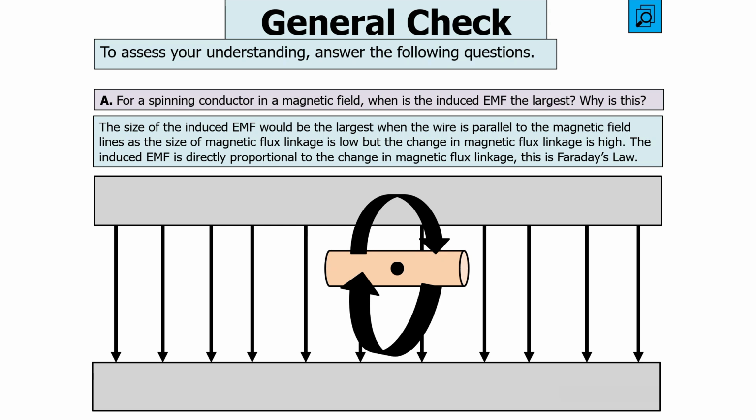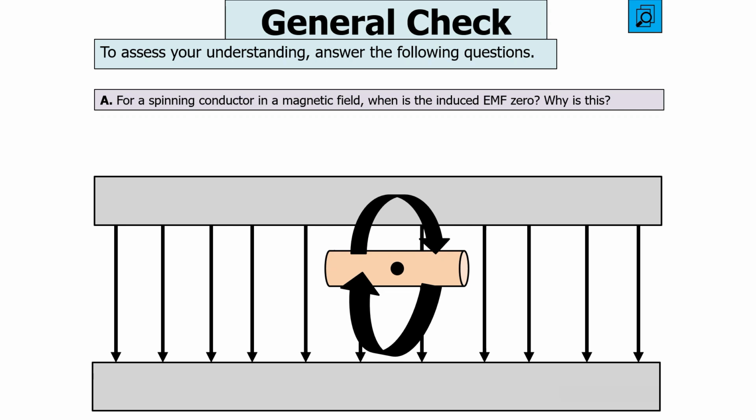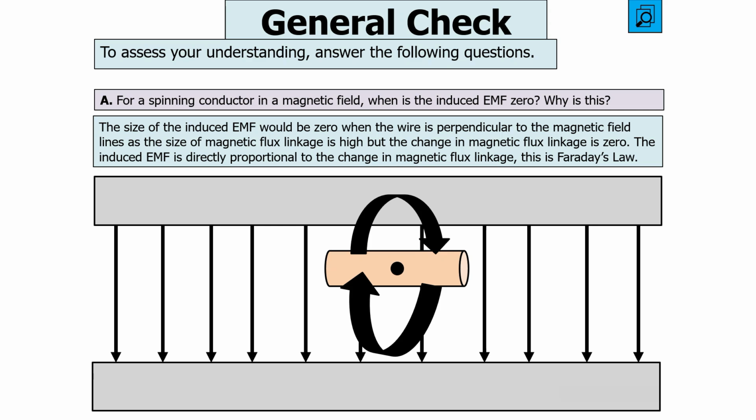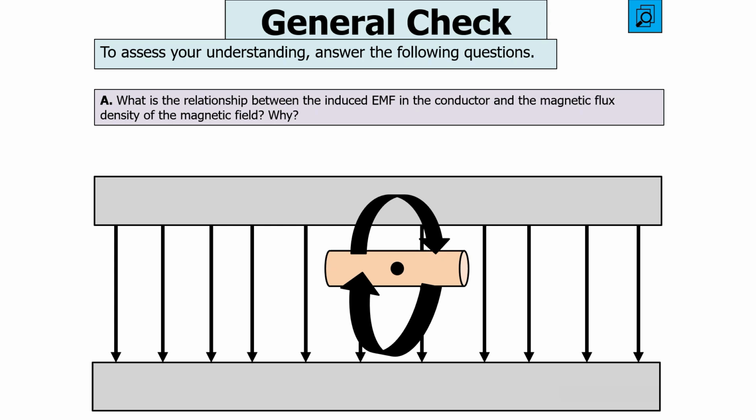It's Faraday's law. For a spinning conductor in a magnetic field, when is the induced EMF zero, and why is this? The size of the induced EMF will be zero when the wire is perpendicular to the magnetic field lines, as the size of the magnetic flux linkage is high, but the change in magnetic flux linkage is low. The induced EMF is directly proportional to the change in magnetic flux linkage. That's Faraday's law.